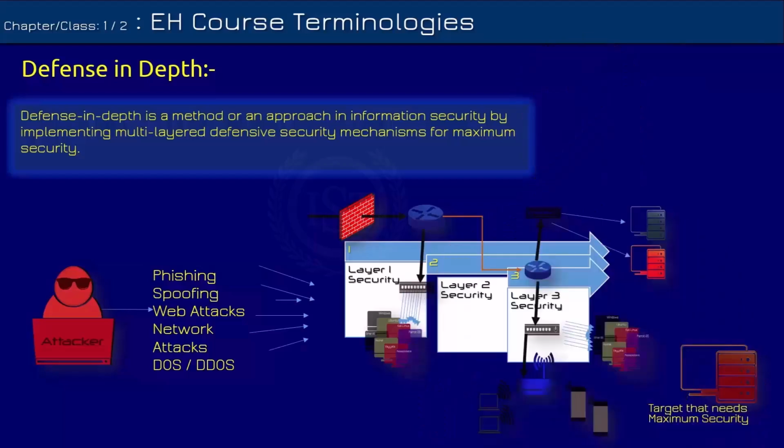So here in the image below, an attacker is attacking a network with different kinds of attacks like web attacks, network attacks, DOS attacks, spoofing, phishing, and email attacks, and there are a number of attacks which are not mentioned here. But this network can be secured by implementing DID, that is defense in depth, at various levels like the firewall, routers, switches, machines, and the Wi-Fi router with a WPA2 password and so on. Just to show you, there are three levels of security: one at the firewall, one at the router, and another at the other router. This is how defense in depth is implemented in a network.